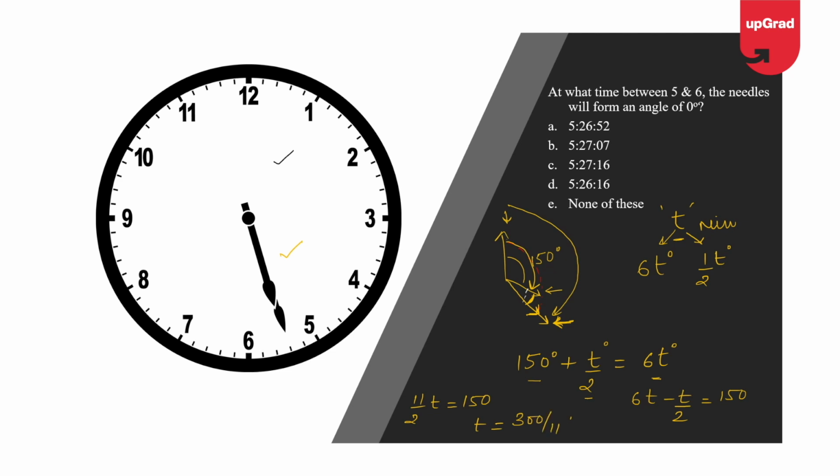Now remember, this is 300 by 11 minutes. So what will be my answer? Definitely it will be 5 hours and then a few minutes. What are those minutes? 300 by 11. When I divide it, 11 twos are 22, remainder is 8, 80, 11 sevens are 77, remainder is 3. So I'll be left with 3 by 11 minutes.